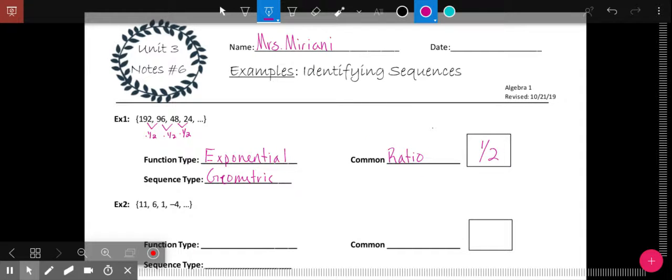All right, looking at the next one. We have the sequence 11, 6, 1, -4. I want you to go ahead and try that one on your own, and then you can check your work with mine when you're finished.